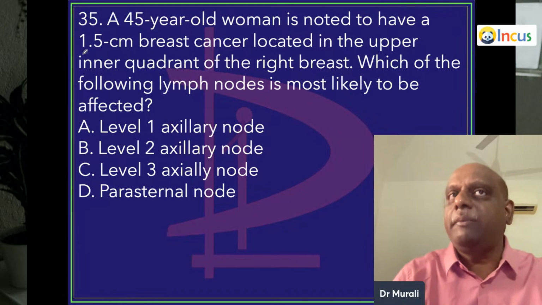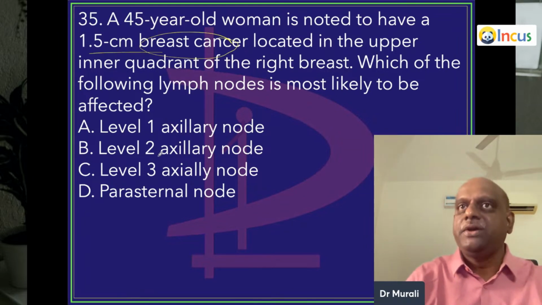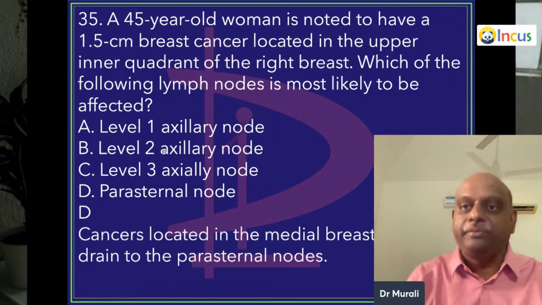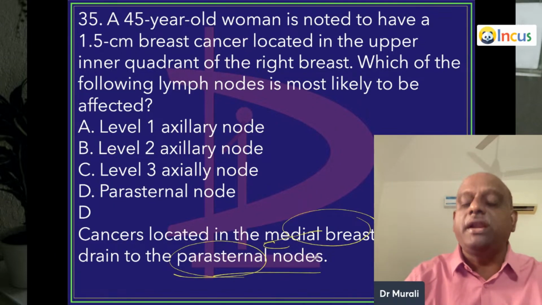A 45-year-old is noted to have a 1.5 centimeter breast cancer. Which lymph node is affected? So the medial breast drains into the parasternal group of lymph nodes.